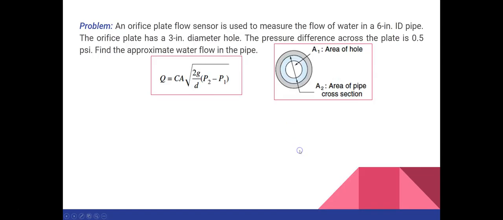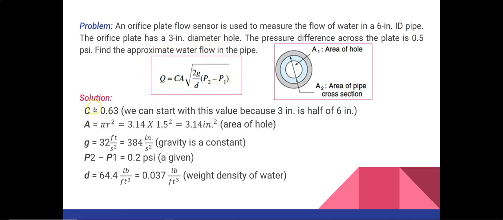Now let's see one problem based on flow meters. The problem says an orifice plate flow sensor is used to measure the flow of water in a 6 inch inside diameter pipe. The orifice plate has a 3 inch diameter hole. The pressure difference across the plate is 0.5 psi. Find the approximate water flow in the pipe. For this problem you will be using this formula. Here we see that the value for this coefficient is going to be 0.63. We can start with this value because 3 inches is half of 6 inches, which is our inside diameter.